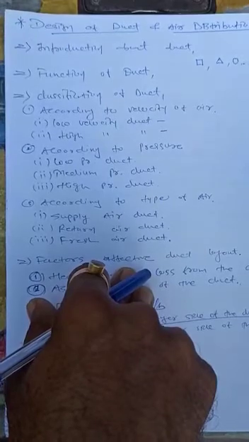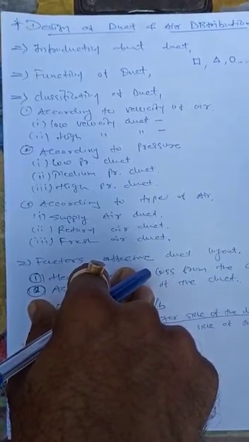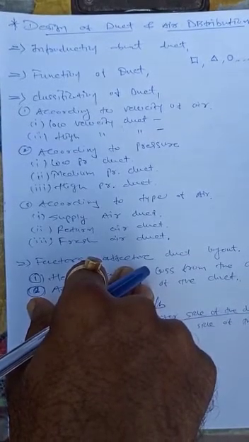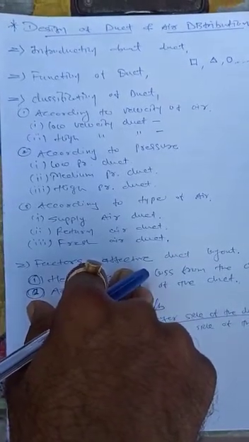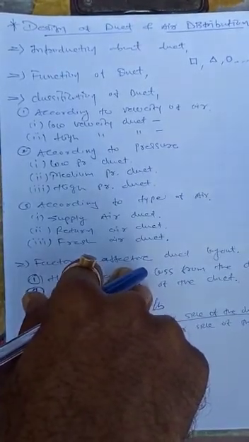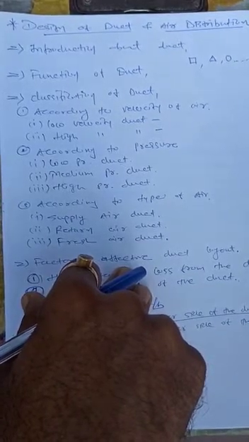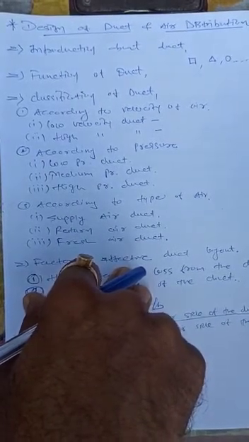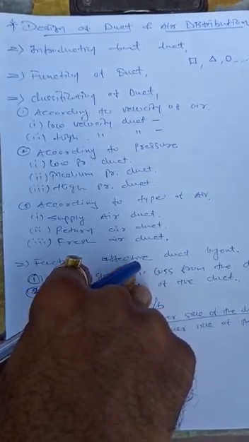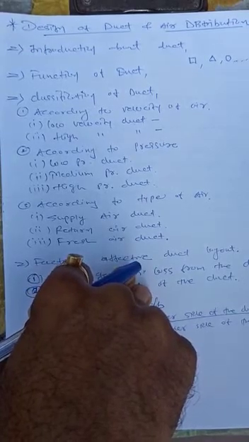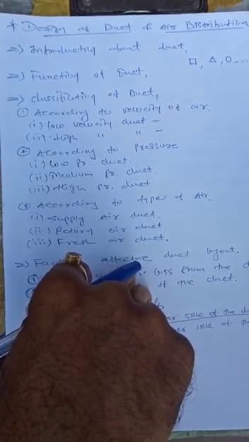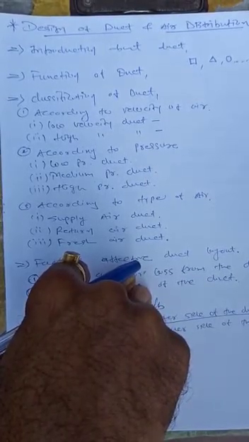The duct system carries the conditioned air from air conditioning equipment to the proper air distribution points in the room, and carries the return air from the room to the air conditioning equipment for recirculation, or say reconditioning. When the conditioned air cannot be supplied directly from the air conditioning equipment to the space to be conditioned, then the ducts are installed.